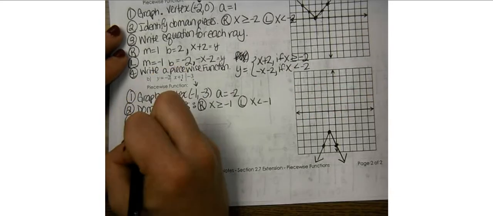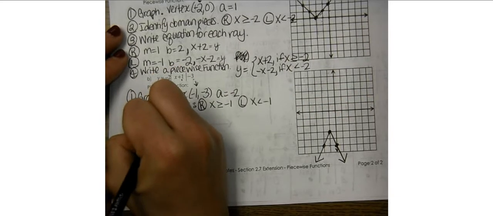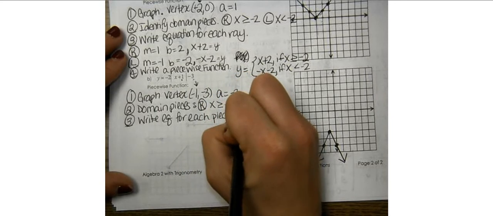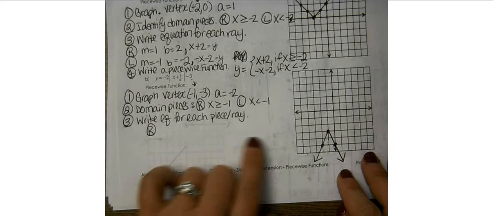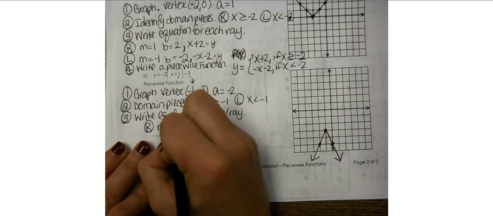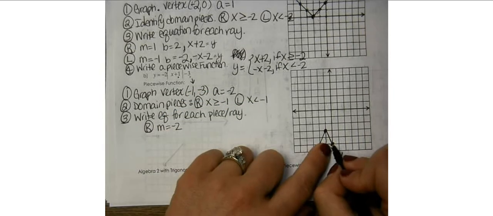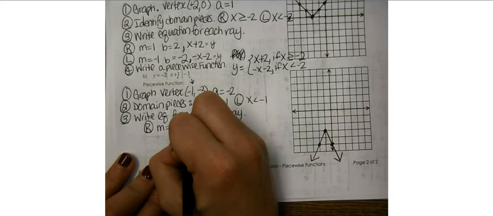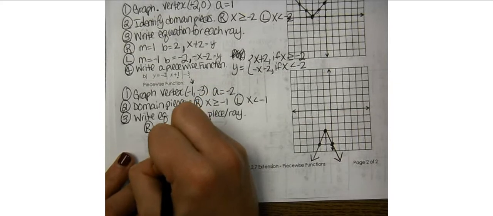Step number 3, we need to write an equation for each piece, or for each ray. So the right-hand side, let's look at it. It looks like we're going down 2 and to the right 1, so our slope in this case is -2, and our y-intercept is located at 1, 2, 3, 4, 5. So my b value is 5. So my equation is going to be -2x plus 5.